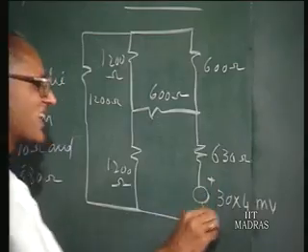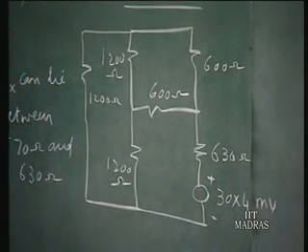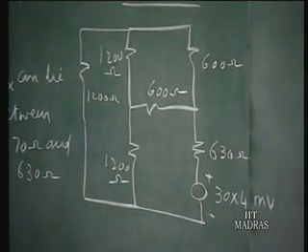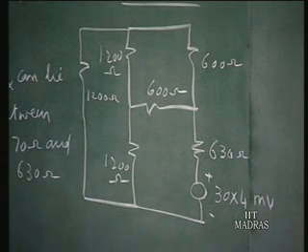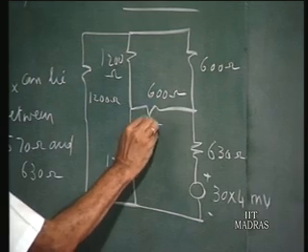So with this voltage, what is the current in the galvanometer? That is what you should calculate. You can use this network and then calculate the current in the galvanometer, and it can be shown to be 39.2 microamperes.